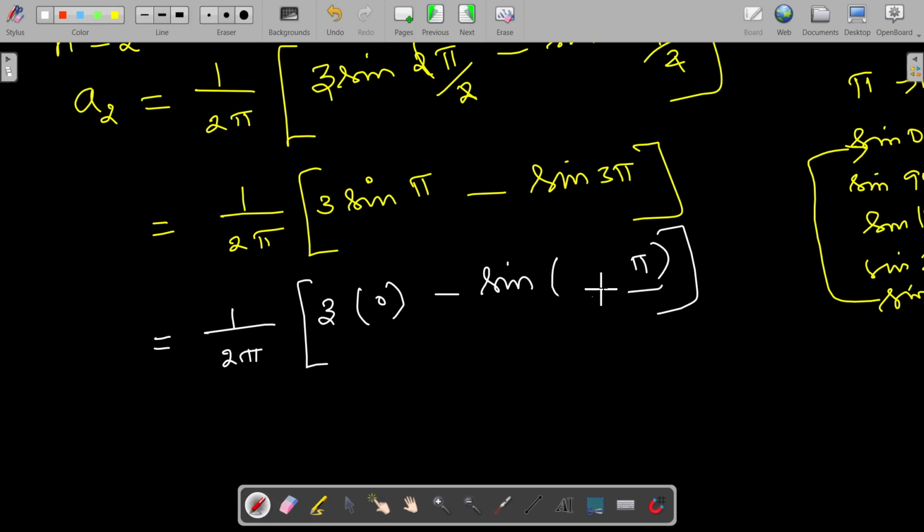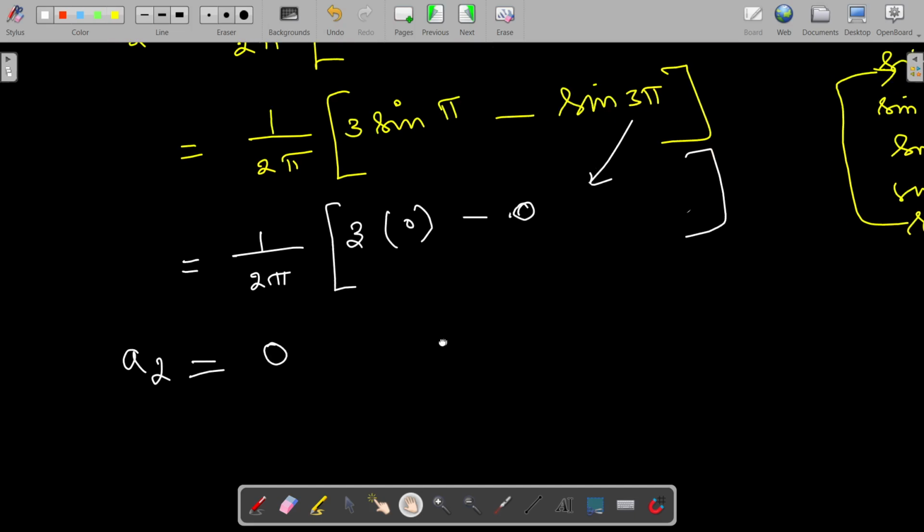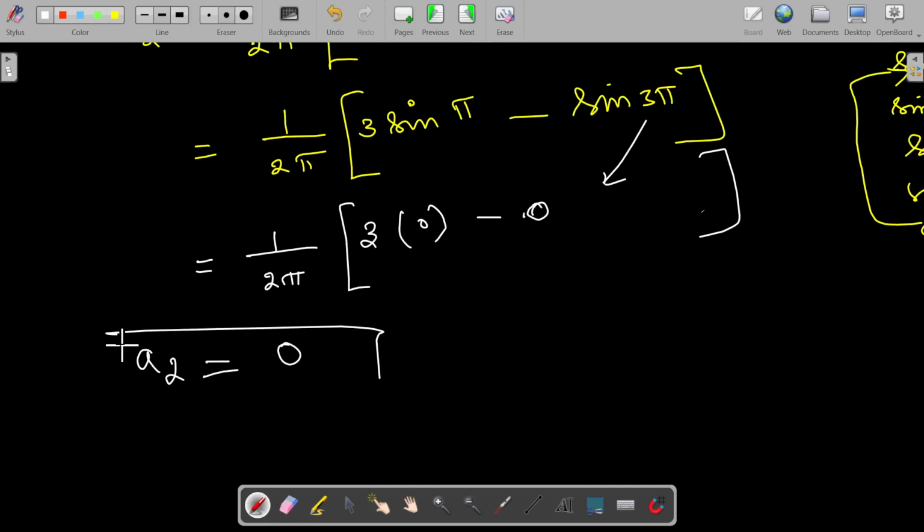You must be knowing that trigonometric formula. So that is equal to sine pi. The sine 3 pi becomes sine pi. But we know the sine pi value is nothing but 0. So here we get the final answer for this a2 as 0. So we have evaluated one value.